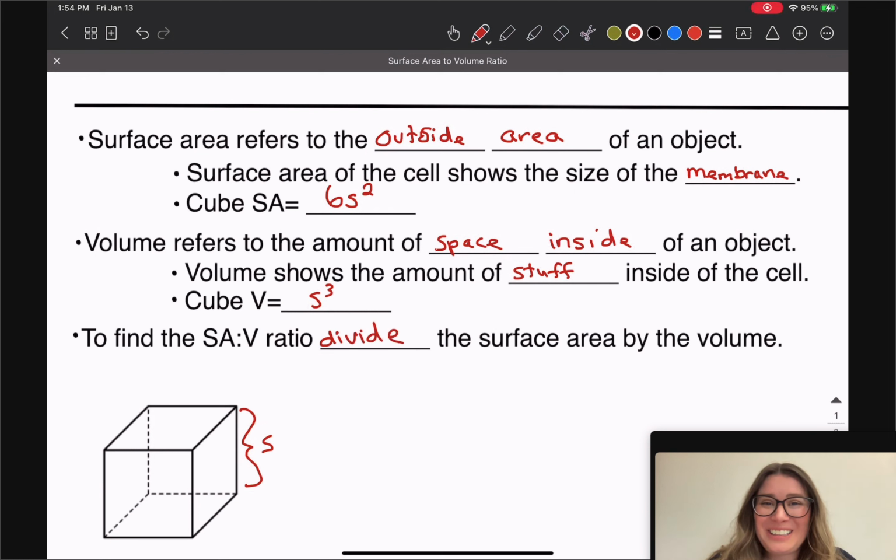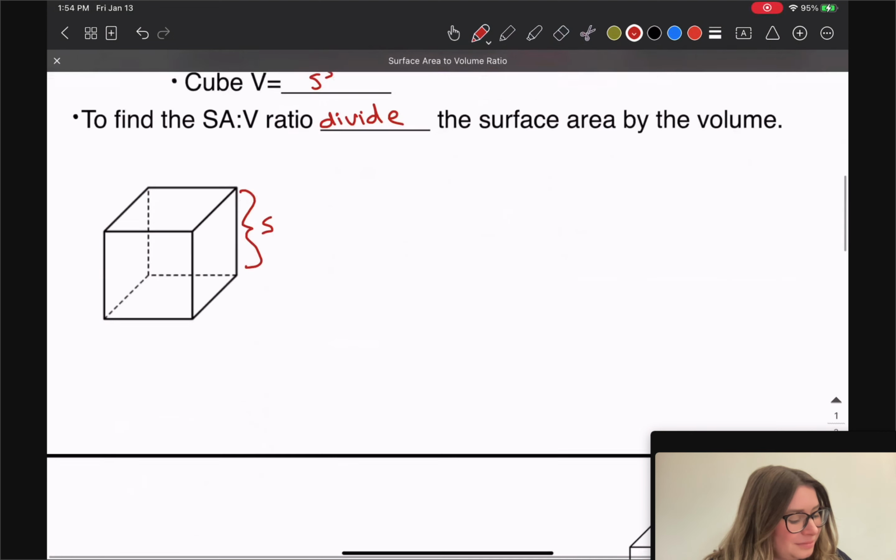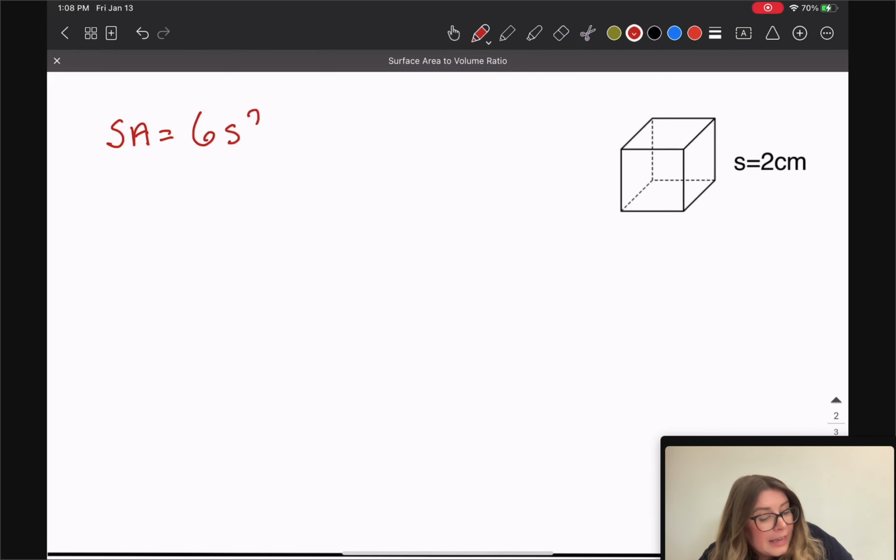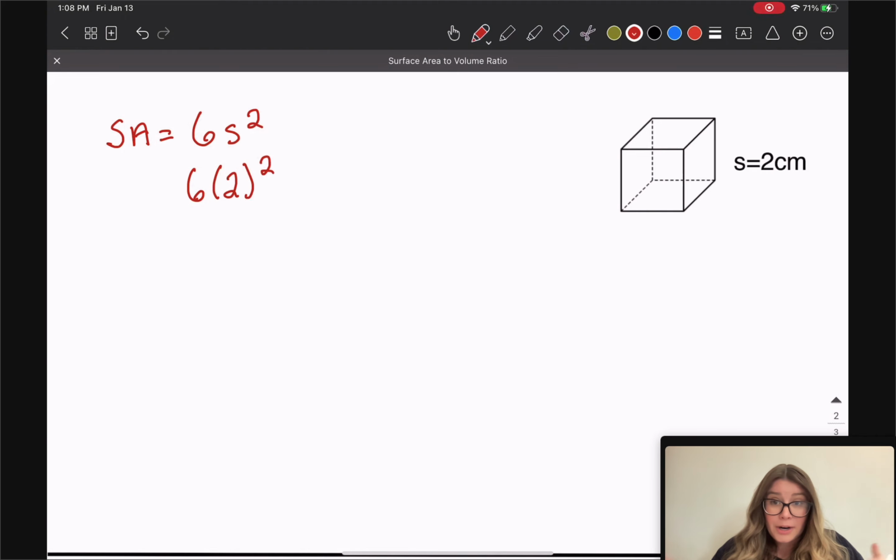So let's do an example practice problem. Here's our cubic cell with a side of 2 centimeters. First thing we're going to do is figure out the surface area using that equation of 6s squared. So we know that our side is 2. We are going to be squaring our 2. We get 4. And 6 times 4 is 24. So our surface area is 24 centimeters squared.